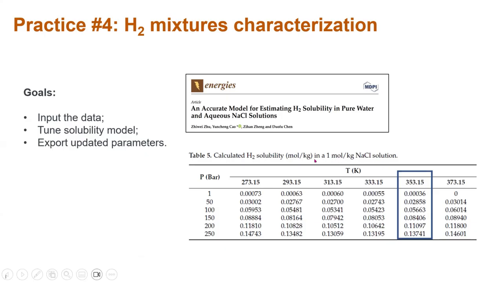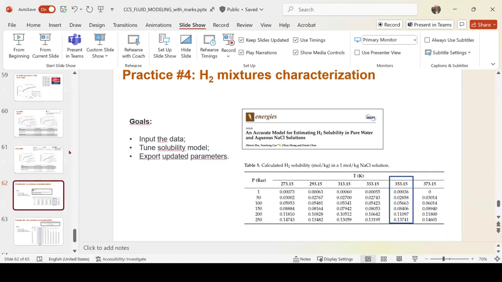It's not pure water. So the idea is to show you how to input solubility data in WinProp, how we can pick the two parameters of the Lee and Nian model, the partial volume and Henry's constant, how to tune those parameters and export the final parameters. Okay. Let's go back to WinProp.